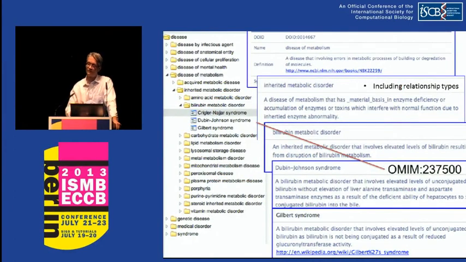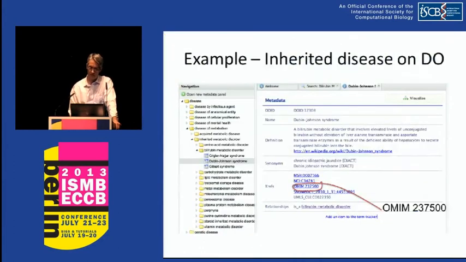So what happens when you actually want to do one of these crosswalks between disease ontology, and here I'm going to take a particular symptom. Again, this is hyperbilirubinemia called Dubin-Johnson syndrome, and it has an OMIM term. So this is the disease ontology view. You can see if you go into that page on disease ontology, there's a lot of information there.